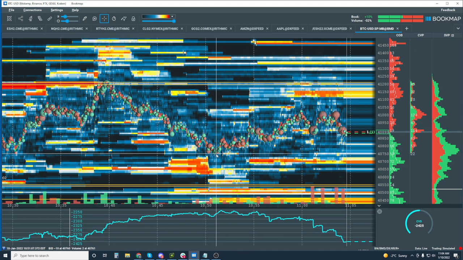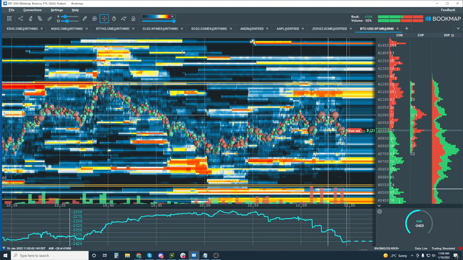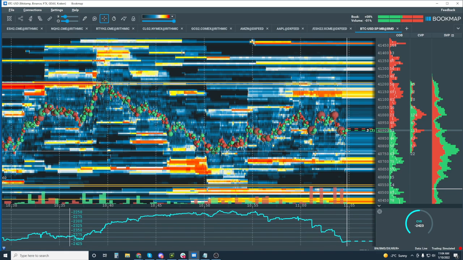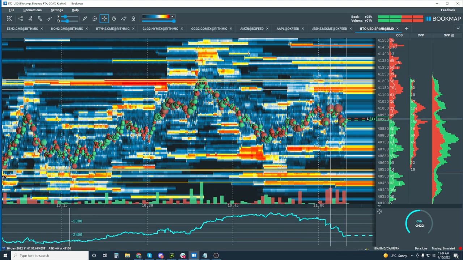Okay, we got a swing low. There's going to be traders trailing their stops up underneath there. And then we've got a high volume node. So these are responsive sellers trying to trade it back down here. Okay, back to a value area. Outside of value, back to value.